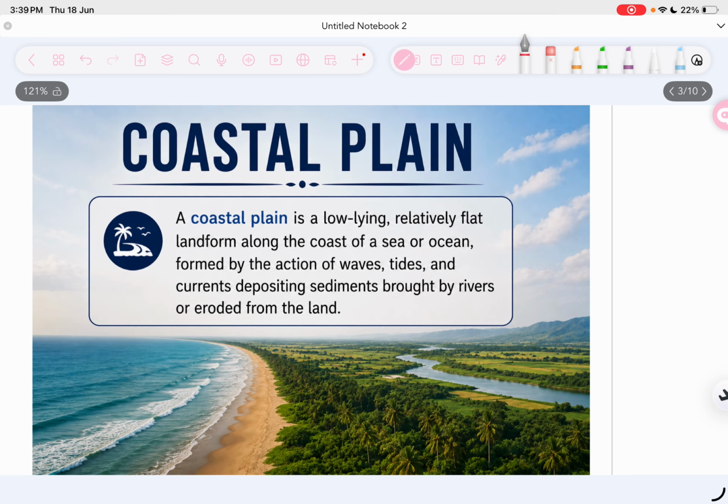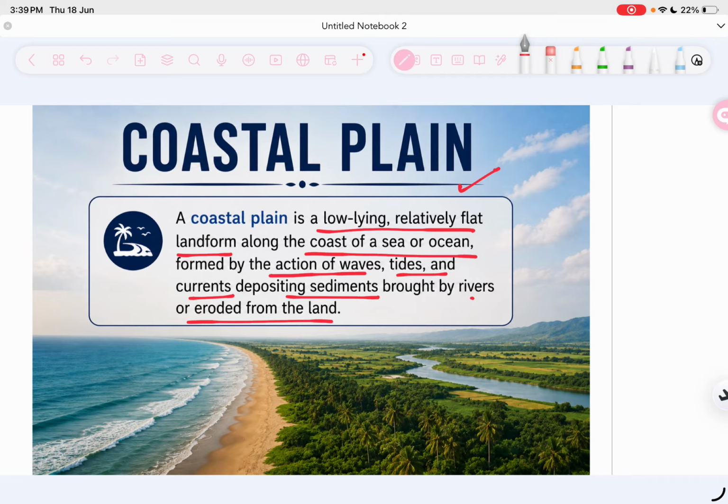So let's get started. When we talk about what a coastal plain is, a coastal plain is a low-lying, relatively flat landform along the coast of a sea or ocean, which is often influenced and formed by the action of waves, tides and currents, depositing sediments brought by the river or eroded from the land. So any plain area lying along the coast of a sea or ocean, we can call a coastal plain.